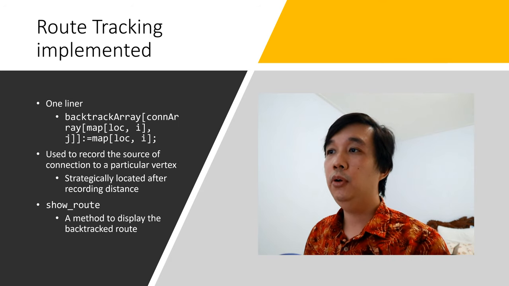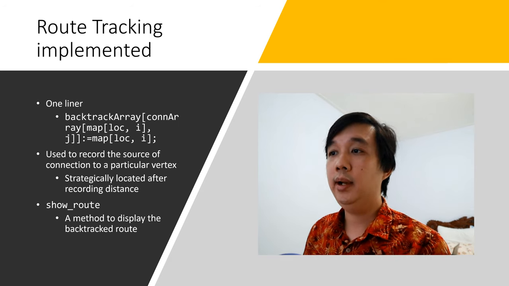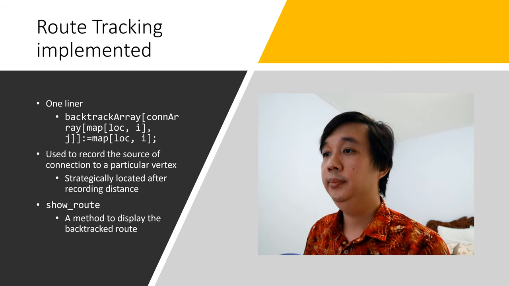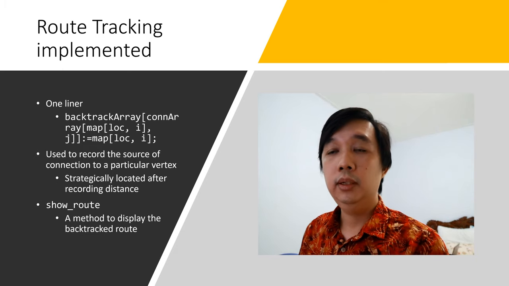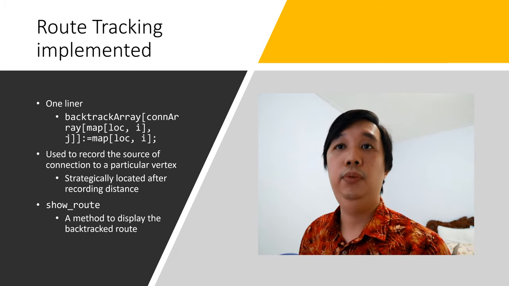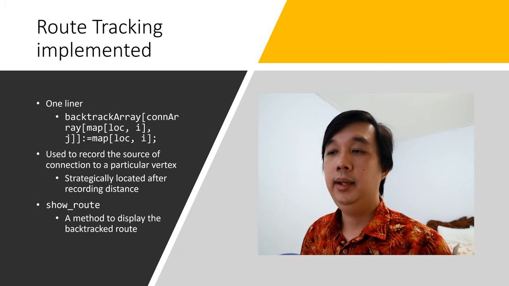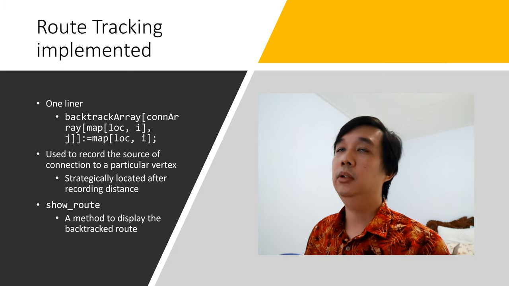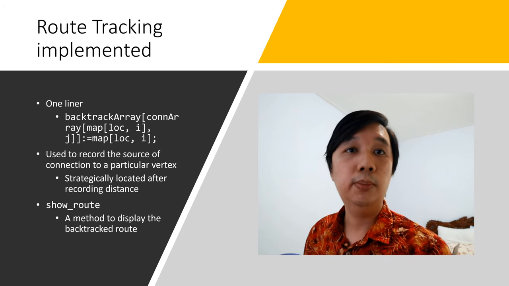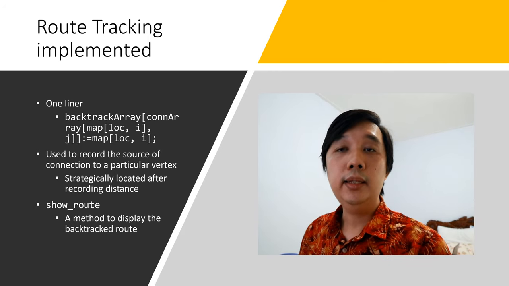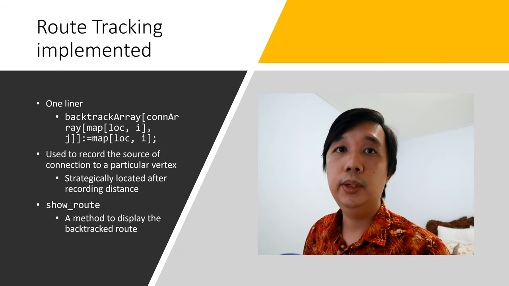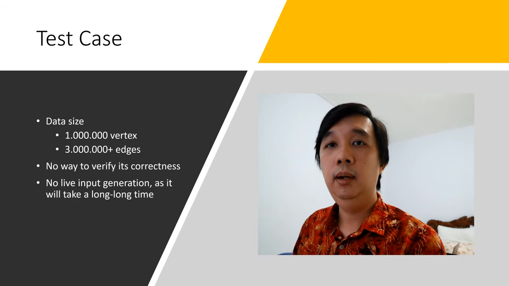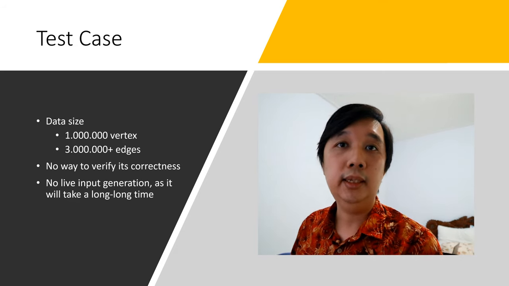The implementation of road tracking is very simple. It's just one line, as you can see on the screen. This line is positioned strategically within the source code. Therefore, the performance impact of this will be minimal. And then I also have another method called showRoad. It's a method to display the road on the screen. It's a separate method because when the input is pretty large, output printing takes quite a while to finish, as you can see later. The amount of data that I use for this test case is massive.